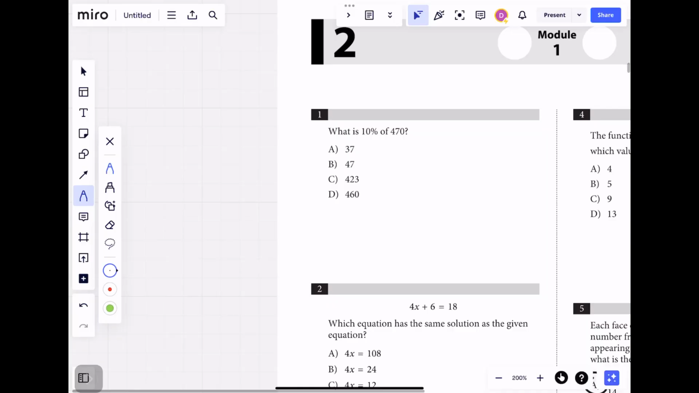Let's begin. Okay, number 1, what is 10% of 470? We can figure this out by turning 10% into a decimal, so that would be 0.1, and then multiplying it by 470. So the final answer is 47.